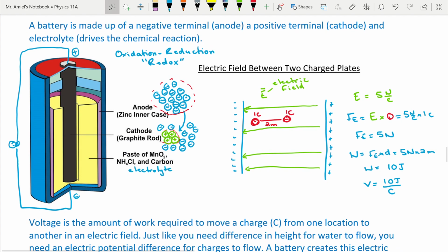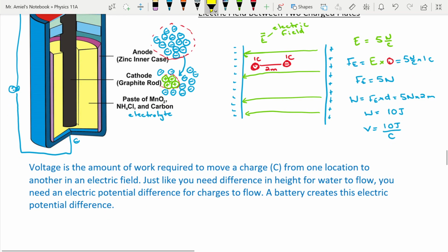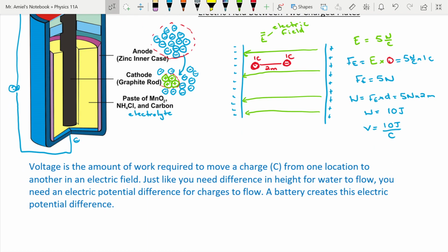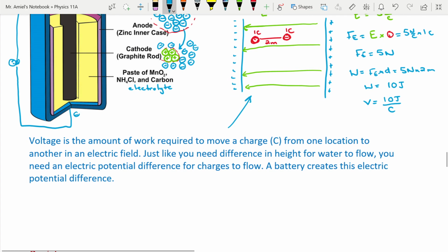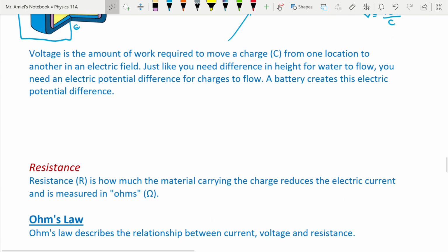Okay? So really important definition here. Voltage is the amount of work required to move a charge from one location to another in an electric field. That's what we just looked at here. Just like you need a difference in height for water to flow, you need an electric potential difference for charges to flow, and it's the battery that creates this potential difference. Okay, so that's the most complex part of what we're going to talk about.